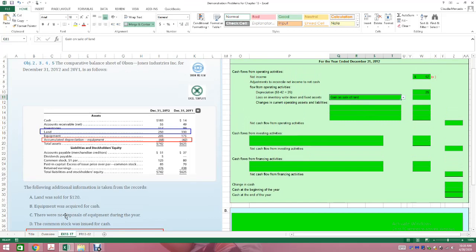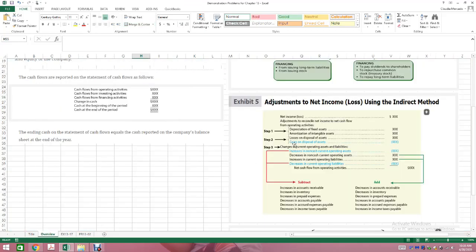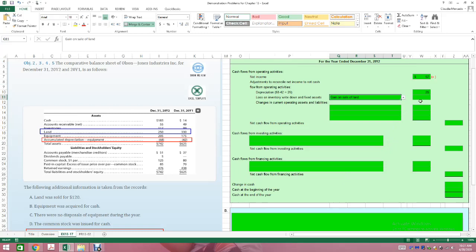Now, let's go back over here. If you have a gain when you sell a piece of an asset, you have to record it as a minus sign. You see it has parentheses. So your gains are deducted from your adjustments. So it's a negative adjustment. So that is how I figure out that this needs to be negative 40. I had a gain of $40. I'm going to deduct that $40 from my operating section.